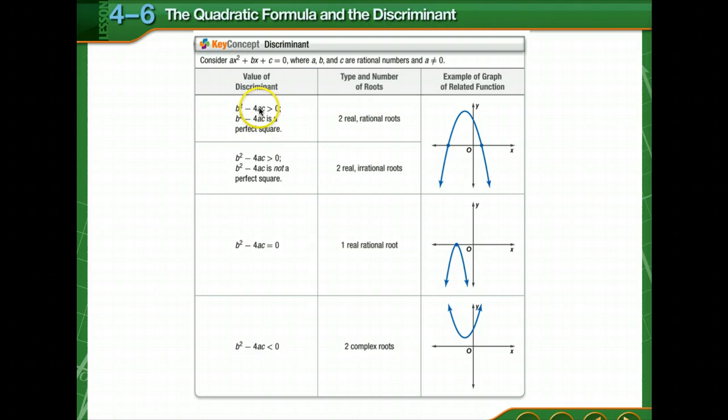So if b squared minus 4ac is greater than 0, excuse me, then it's going to have 2 real rational roots, and that's also if it's a perfect square. If it's greater than 0 and it's not a perfect square, 2 real irrational roots. If it is equal to 0, you will have 1 real rational root. And if it's less than 0, if it's a negative number under that radical, 2 complex roots. So you might want to put this in your notes so we can use it.